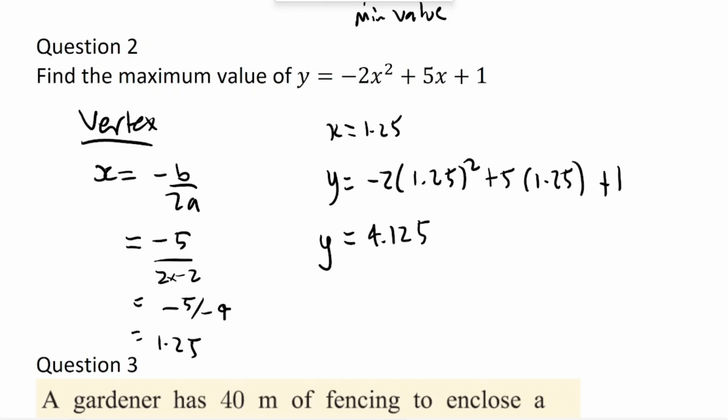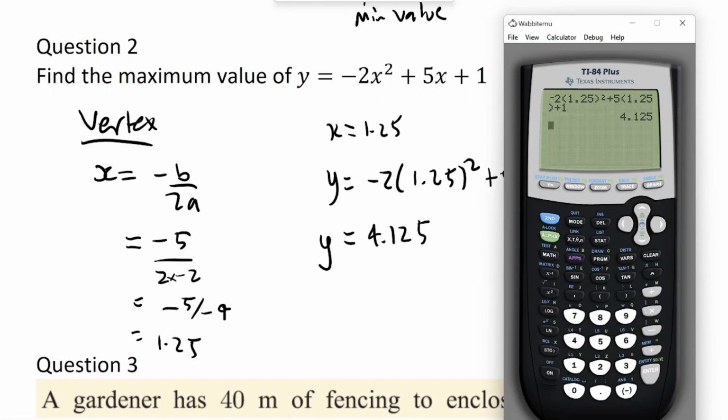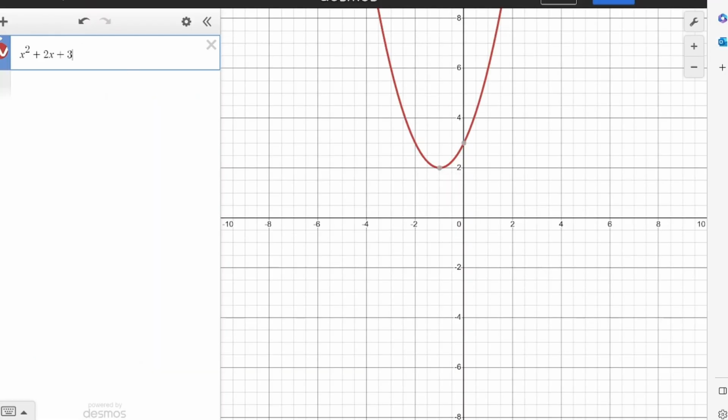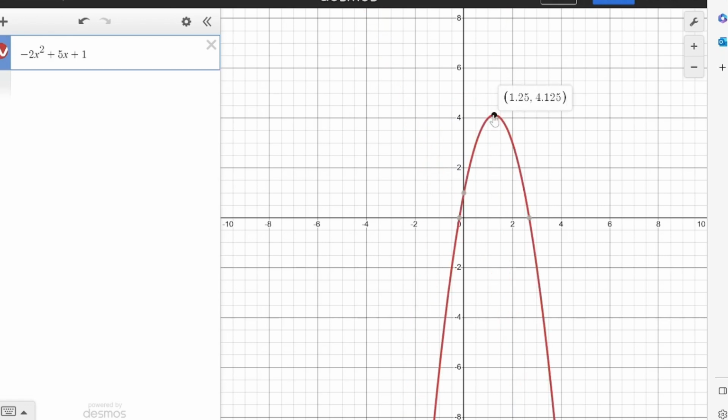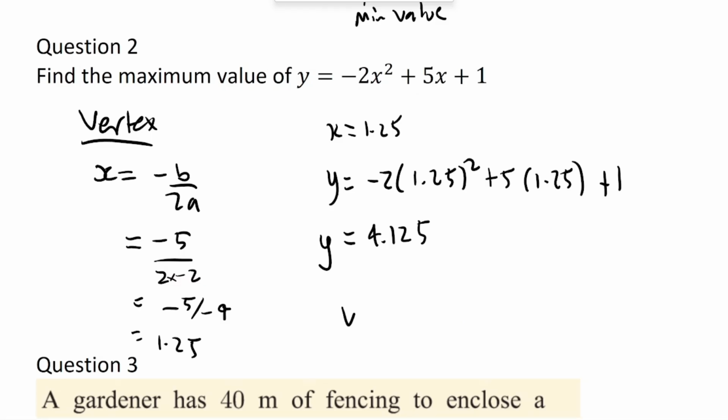And in fact, if you had that graphed on your calculator already, you could use the trace button to get your y value as well. That would be a bit quicker than typing it in like this. Anyway, 4.125, and let's just check that. Minus 2x squared plus 5x plus 1. And it looks like we've got that right. So that's our maximum value. So the vertex is at 1.25 and 4.125, and that would be our max value.